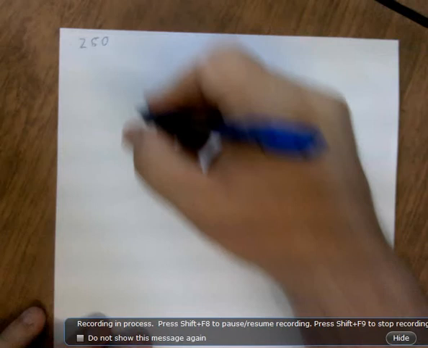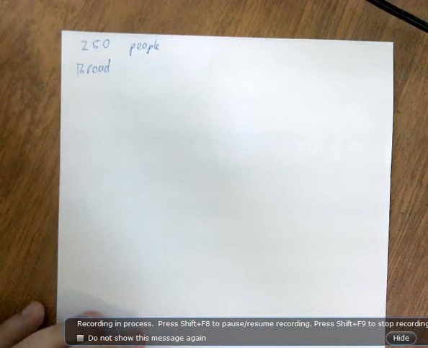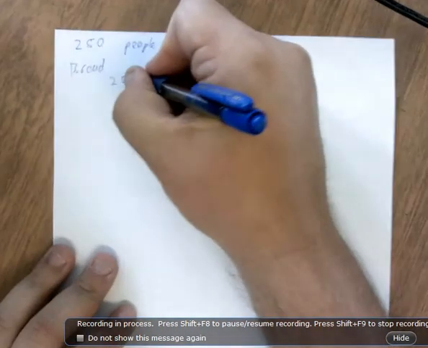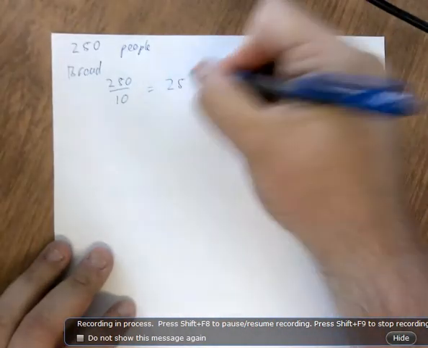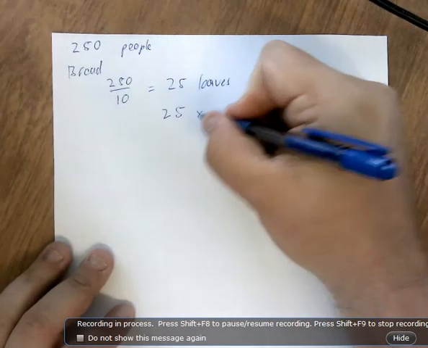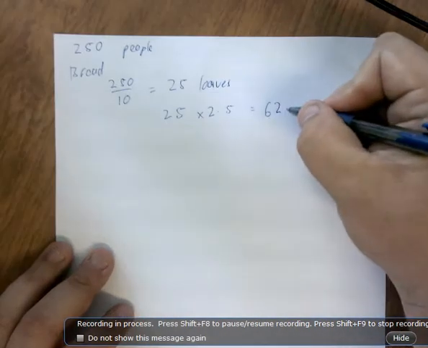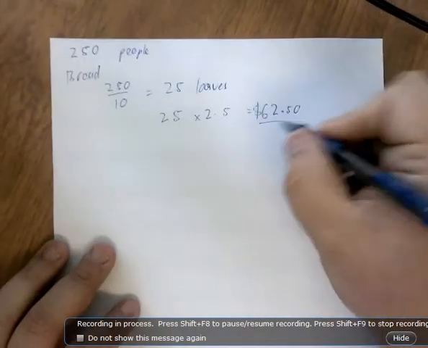250 people. So first we're going to work out the bread, because it says bread costs $2.50 a loaf. The team needs about one loaf for 10 people. So 250 people divided by 10 people per loaf, so we need 25 loaves at $2.50 each. That's 25 times $2.50. That equals $62.50. Dollar sign, and make a little note, that is the cost of bread.